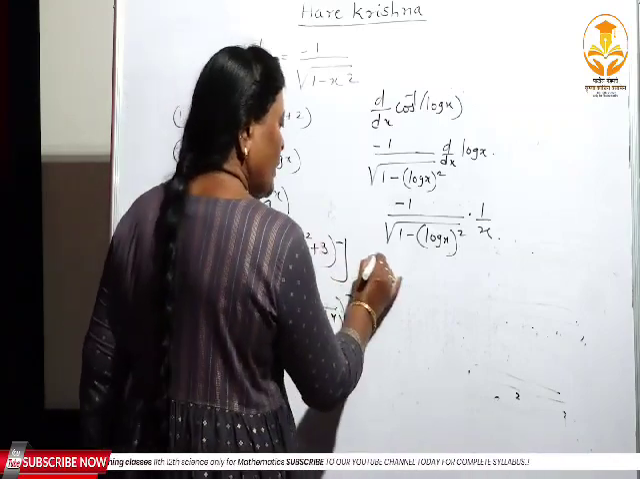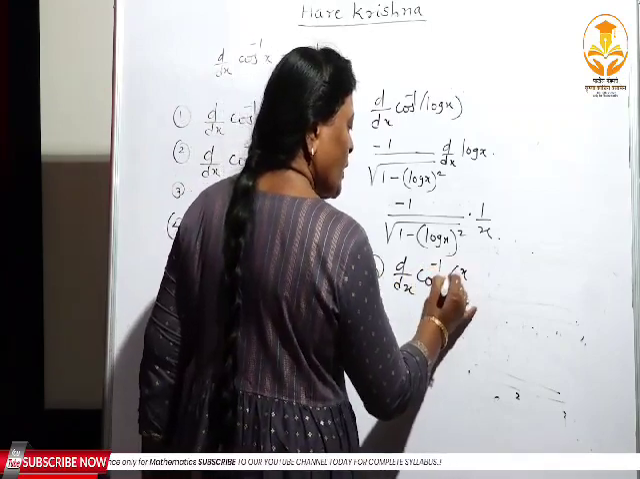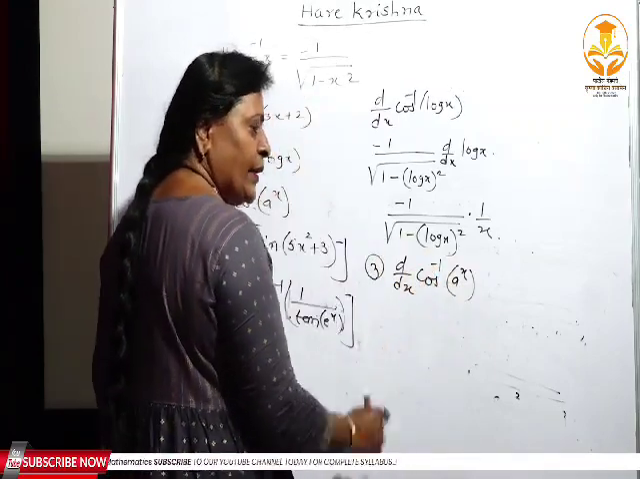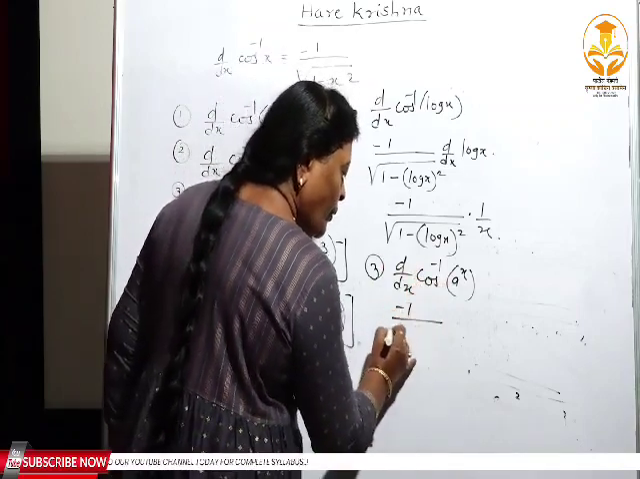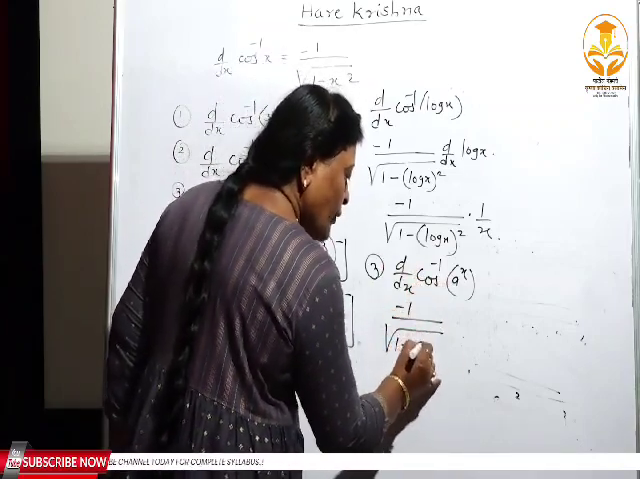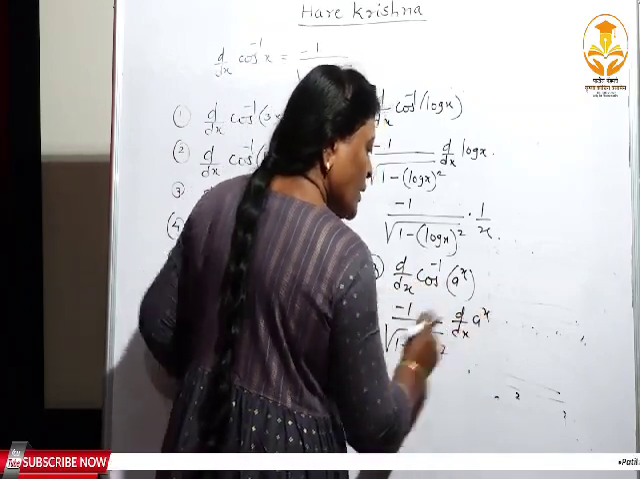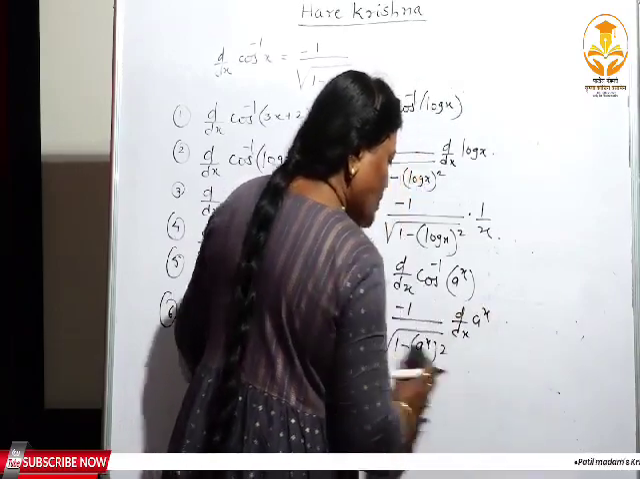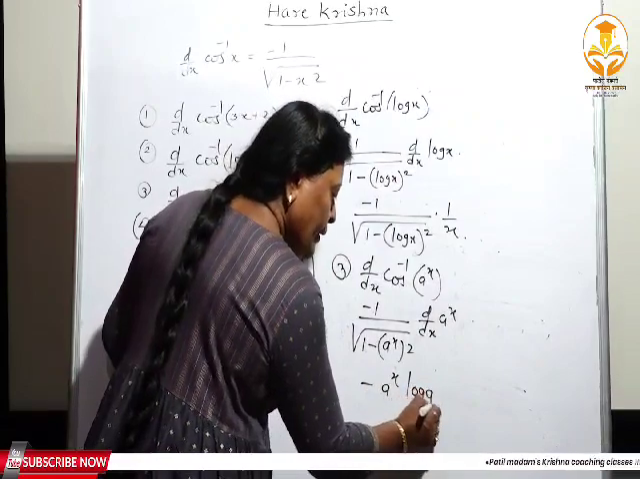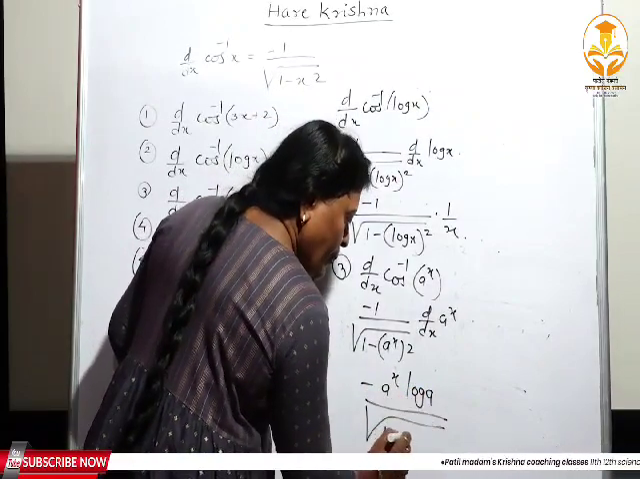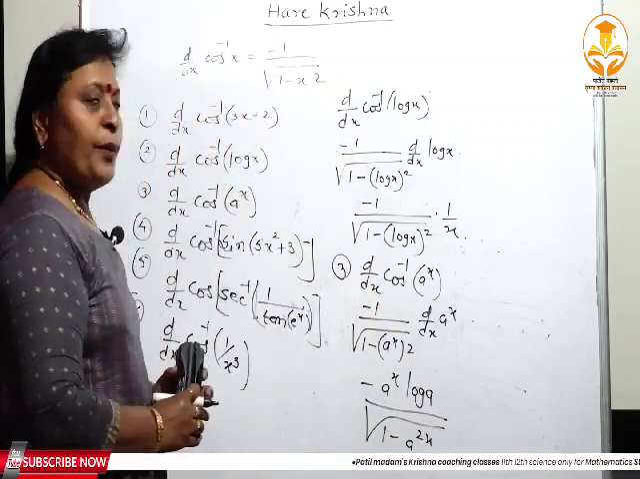Second one, that is the third one. See, d/dx of cos inverse of a raised to x. Again, a raised to x you have to consider as u. The derivative of cos inverse u is minus 1 upon root of 1 minus u square, which means (a raised to x) whole square, and d/dx of again a raised to x. What is the derivative of a raised to x? That is a raised to x log a, divided by root of 1 minus a raised to 2x. That is about the third one.